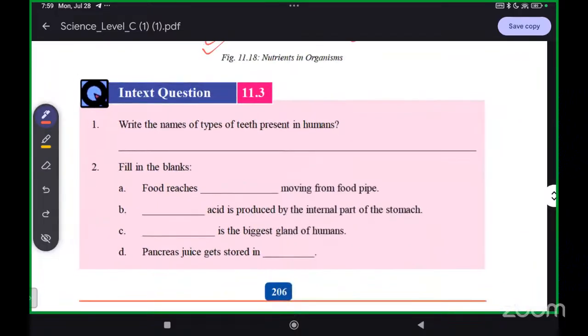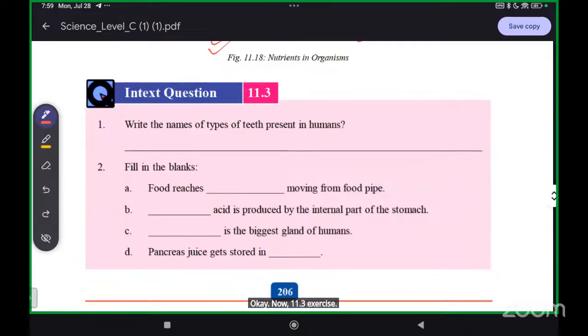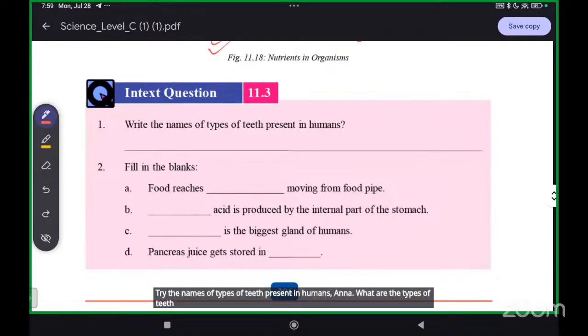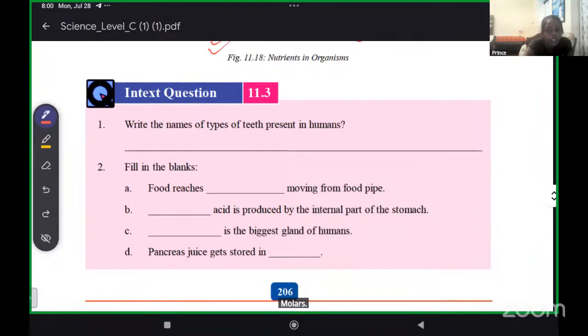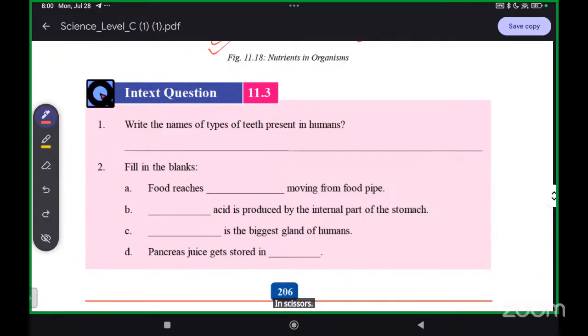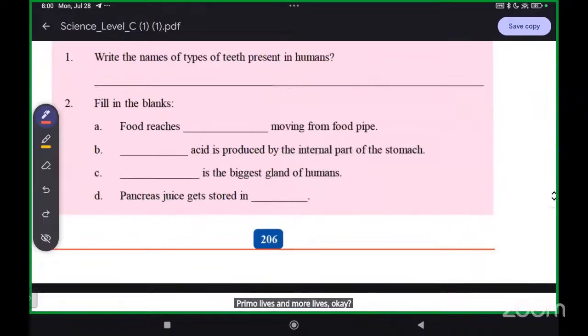Now, exercise 11.3. Write the names of types of teeth present in humans. Anna, what are the types of teeth that are present in humans? Molars, premolars, canines, and I forgot the last one, ma'am. Incisors. We have incisors, canines, premolars, and molars. Okay. Now fill in the blanks.